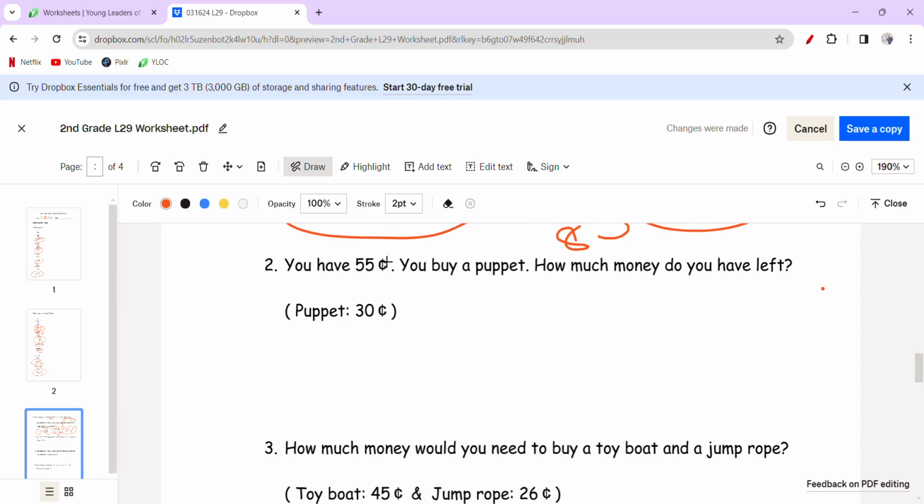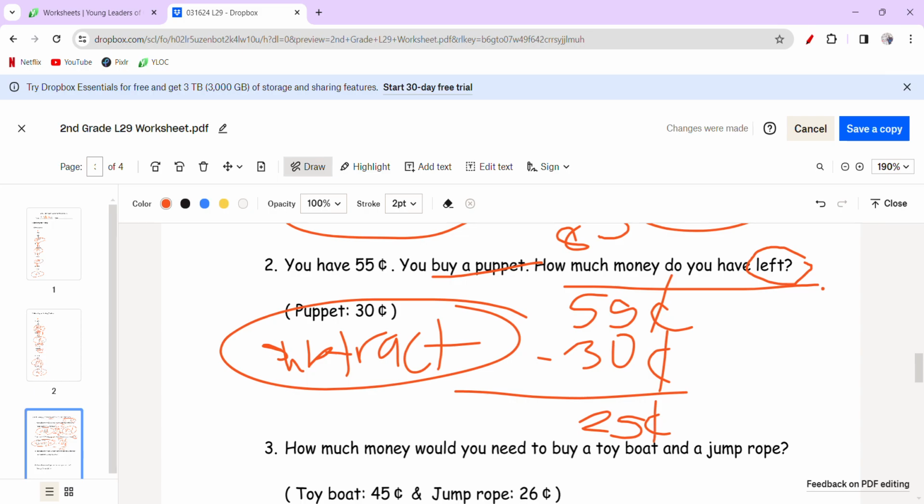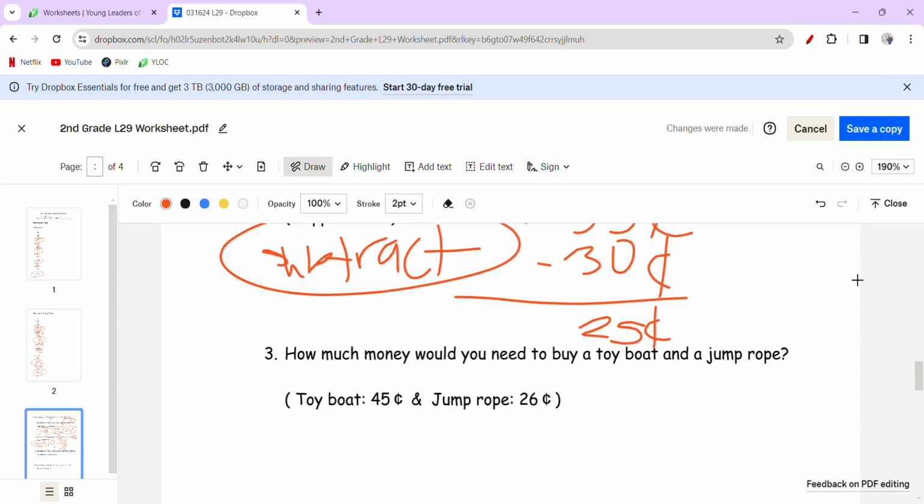You have 55 cents, you buy a puppet. How much money do you have left? Okay, so you have 55 cents, and you bought a puppet, and they're asking how much you have left. This is going to be a subtraction problem because they're asking how much you have left. So basically you're subtracting from the 55 cents you have. You bought something, so you lost something, right? So the setup will look like this. 5 minus 0 is just 5. 5 minus 3 is 2. So it'll be 25 cents left.